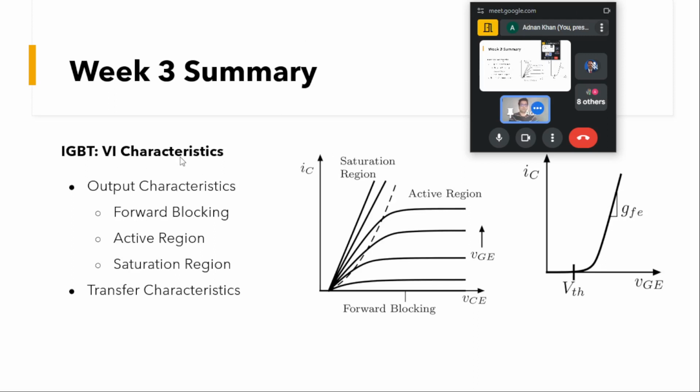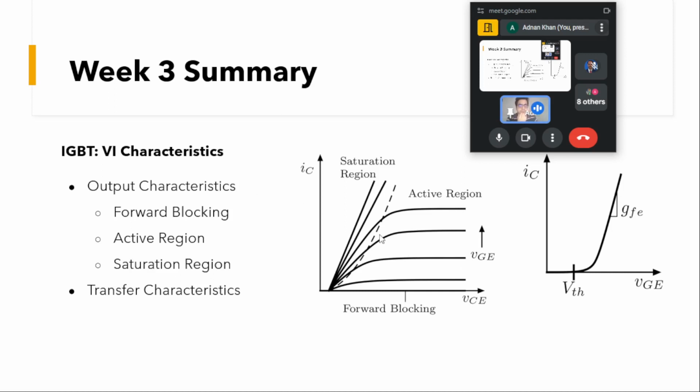Now coming to the VI characteristics of the IGBTs. Just as we had seen the VI characteristics of the MOSFET in the previous week, in a similar fashion we have the output characteristics of these IGBTs. I won't go into much detail because this has been discussed in the previous week as well, so I'll be going through it briefly.